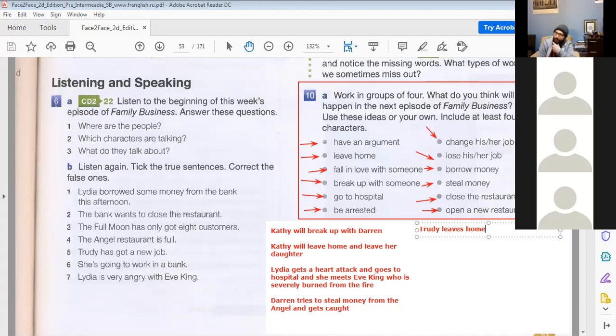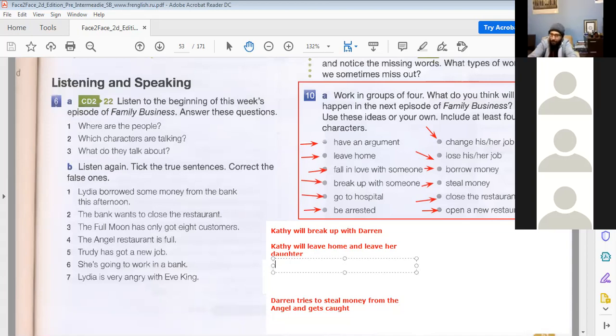Before Lydia goes to hospital, maybe they have an argument. Then she has a heart attack, goes to hospital, then he is arrested. Okay, so they have an argument there. But remember, these are optional. You don't have to use all of them, but we can use this idea. These are ideas to help us. You don't have to use them, but it makes sense, I think.